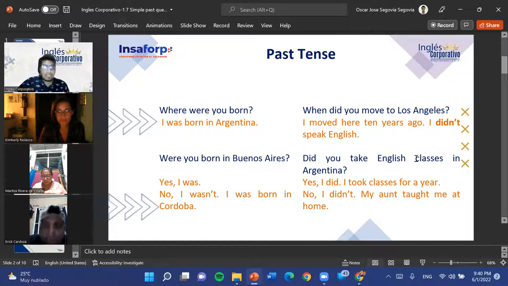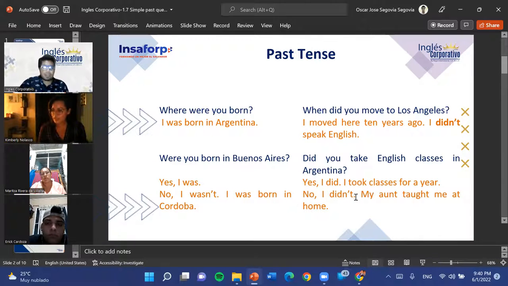Entonces, ¿alguna duda que les haya quedado con esto? Yo tengo una inquietud, es que como que se le cortó de repente. Estaba diciendo que en la frase, did you take an English class en Argentina? es una negativa. Entonces vamos a poner did cuando es negativa. Eso fue lo que alcancé a escuchar.